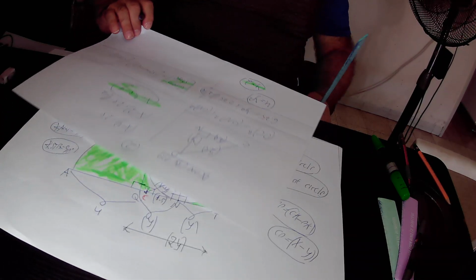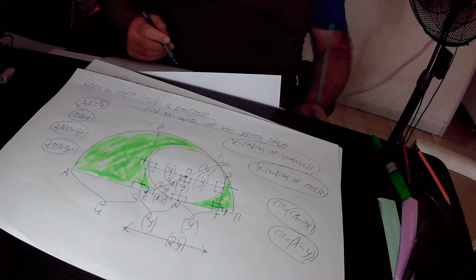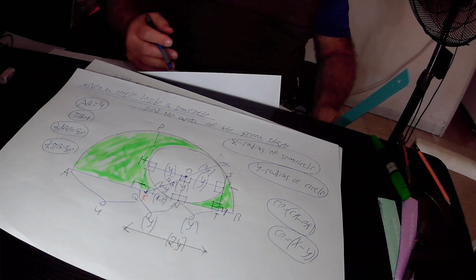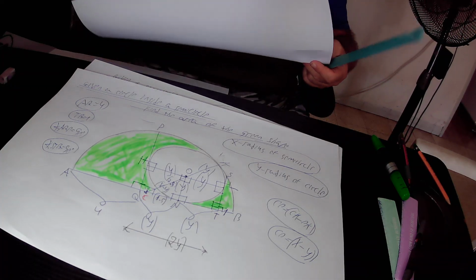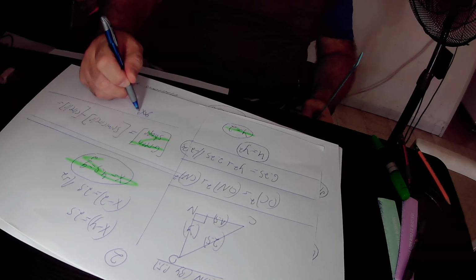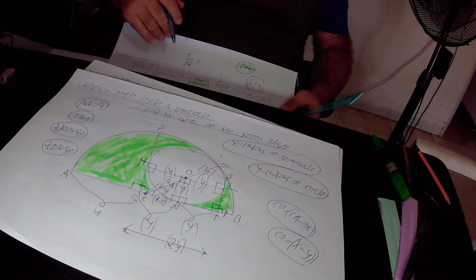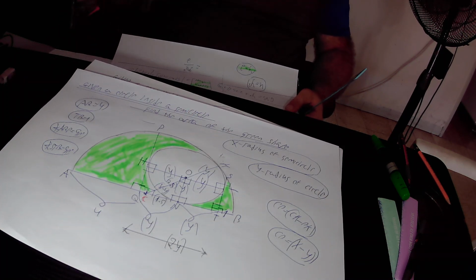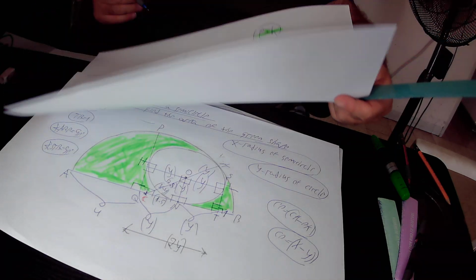The radius of the semicircle is x, therefore the area of the circle must be equal to pi x squared, and the area of the semicircle must be equal to pi x squared over 2. Minus the area of the small circle. The radius of this small circle is y, therefore the area of the small circle must be equal to pi y squared.